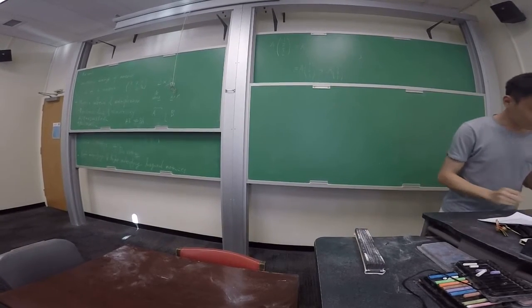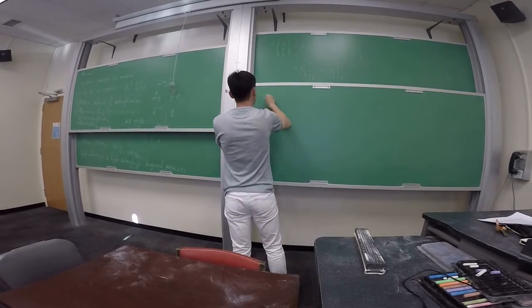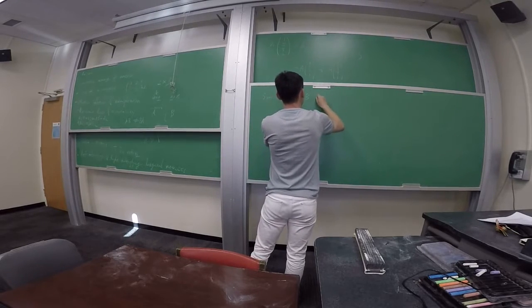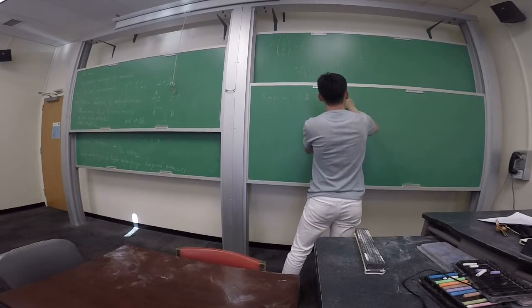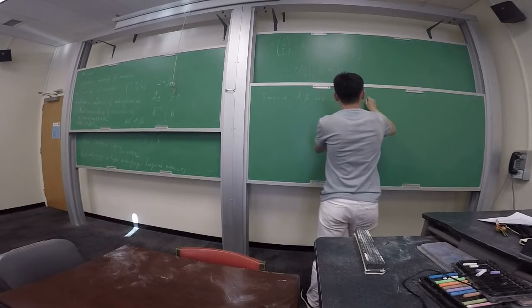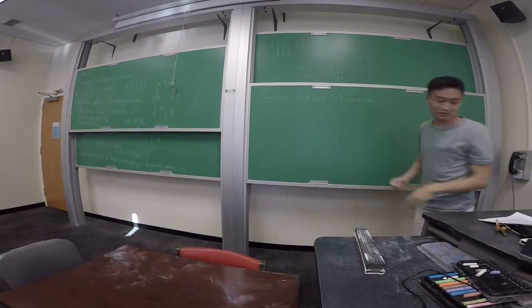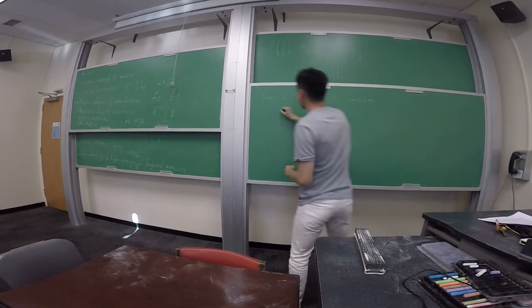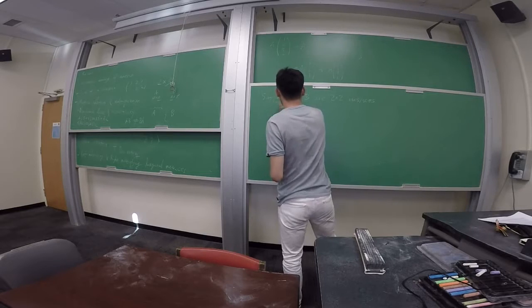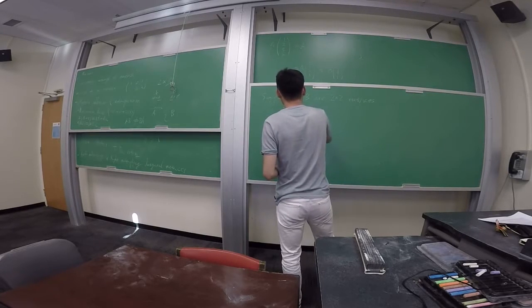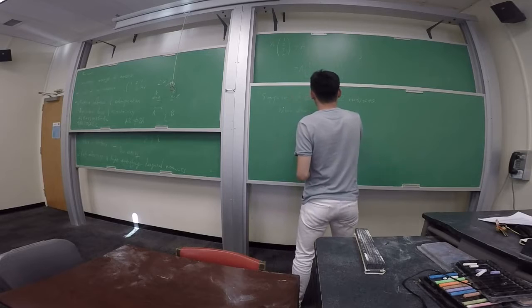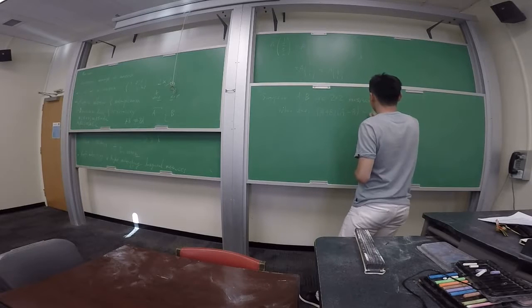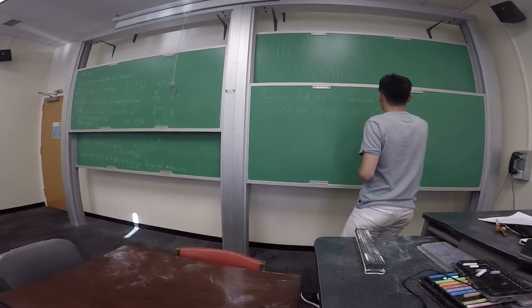Suppose A, B are 2x2 matrices. The question is: when does (A plus B) times (A minus B) equal A squared minus B squared?